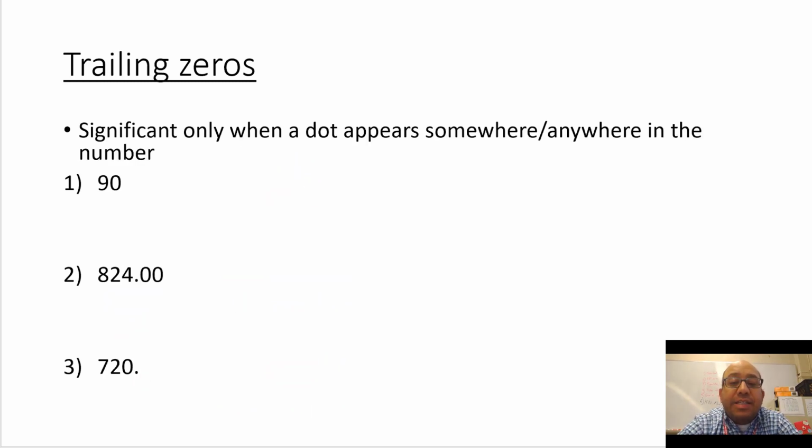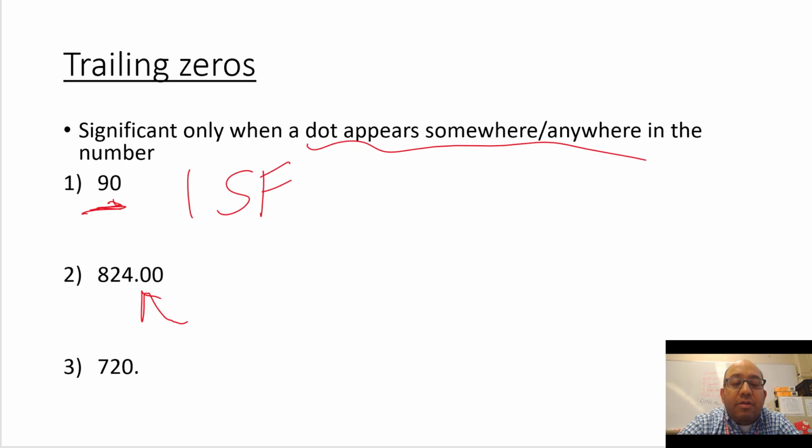Okay, and the last kind of zeros you have to know are trailing zeros. Again, these are the hardest kind of zeros because they're significant sometimes. When there's a dot anywhere in the number, right, then you have to count that last 0. So notice that this number doesn't have a dot anywhere in the number. So this is only 1 sig fig. You don't count that last 0. But you see that this number does have a dot in it, right? So that means you count all of them. It's 5 significant figures. You count all the trailing zeros, that one and that one, right?